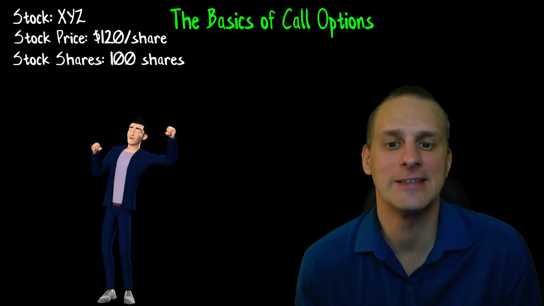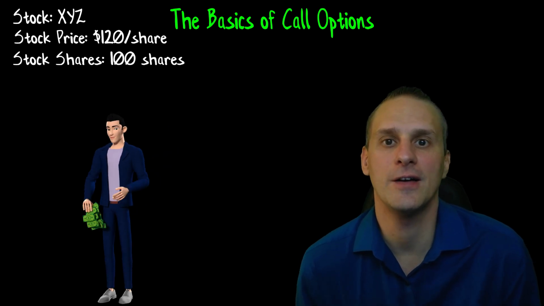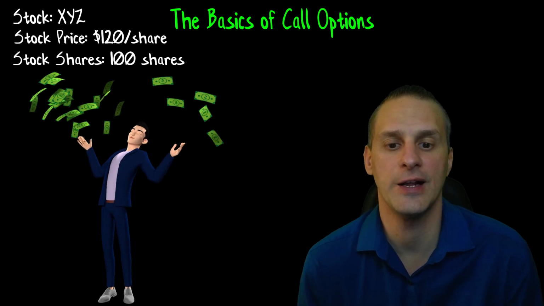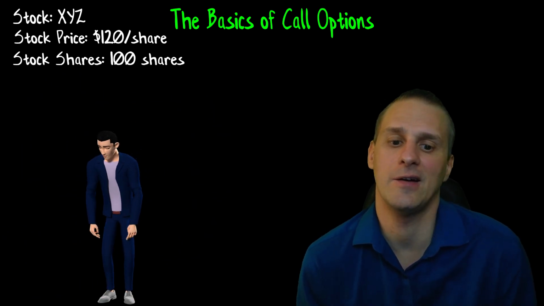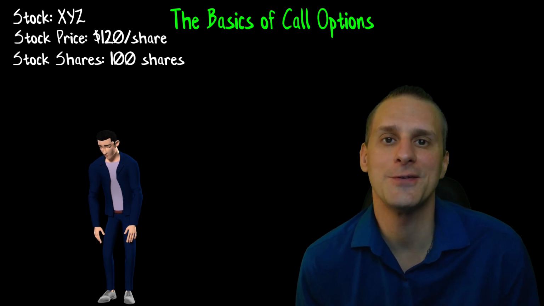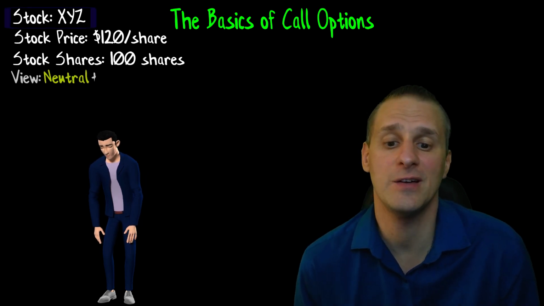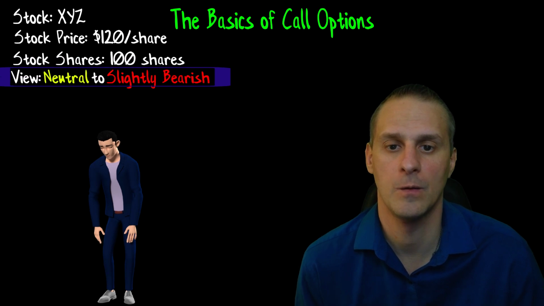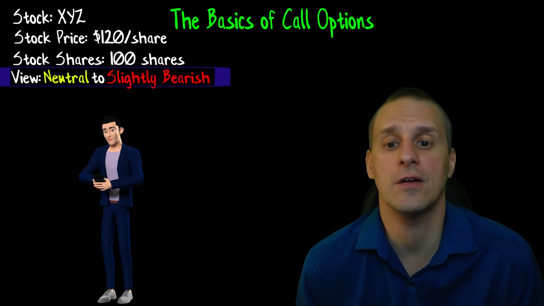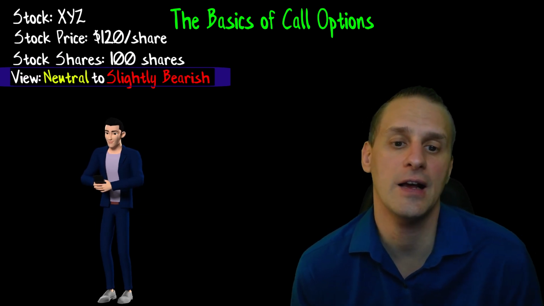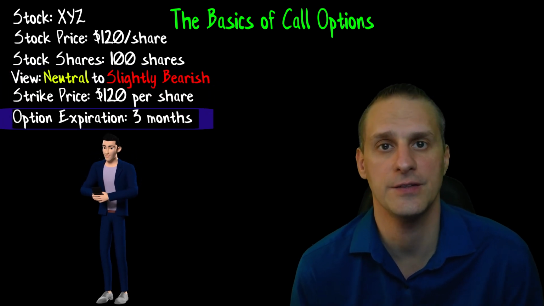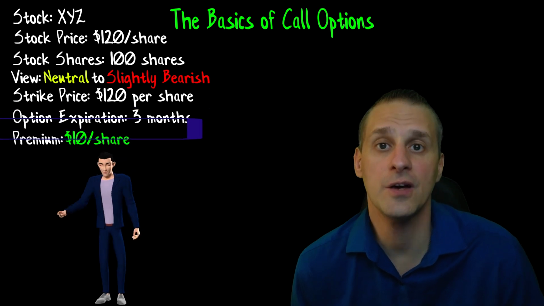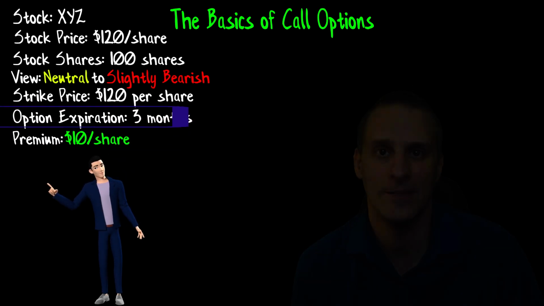Brad remembers all the excitement the new product caused and the stock going up to $120 per share. But without a new product, he doesn't think it'll go much higher. So Brad is neutral on the company, or maybe even slightly bearish. Brad decides to sell a call option on XYZ stock at a $120 strike price for the next 3 months for $10 a share. So let's review what Brad chose.